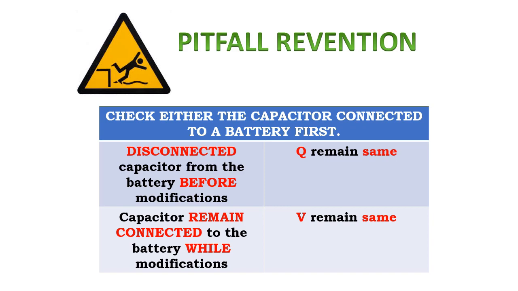However, we have to be concerned with pitfall prevention. We have to check first whether the capacitor is connected to a battery. If it is disconnected from the battery, Q remains the same. However, if the capacitor remains connected to the battery during modifications, V remains the same.